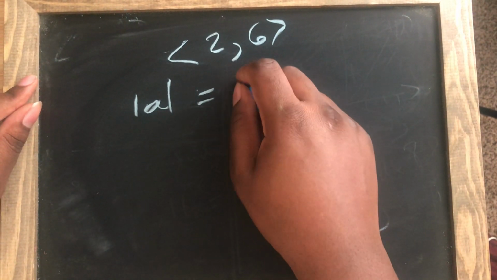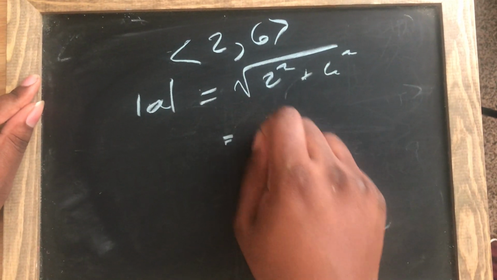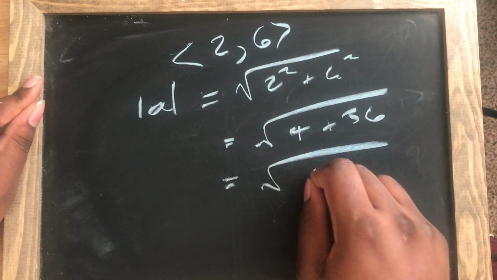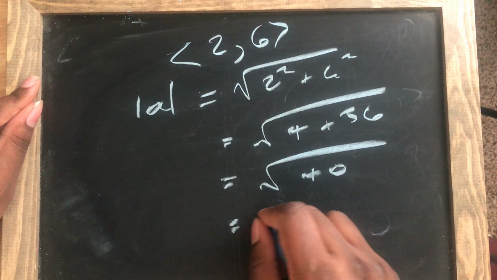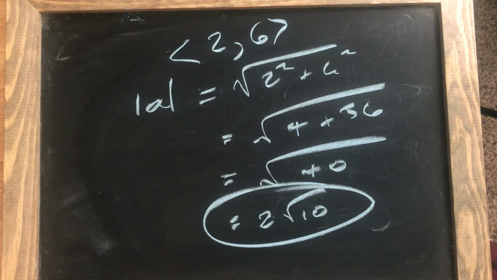It's going to be the square root of 2 squared plus 6 squared. Square root of 4 plus 36. Square root of 40, which ends up being 2 root 10. That's your answer. Y'all see how quick that is? If you know what you're talking about, it's real easy to figure out what is going on.